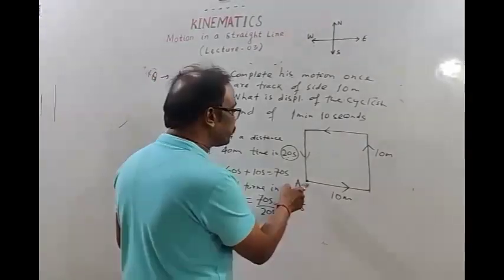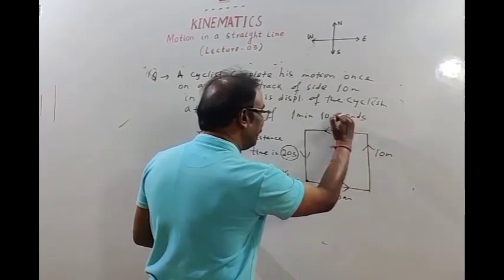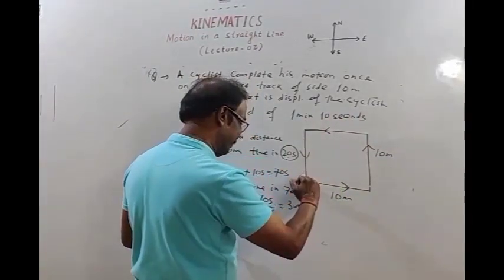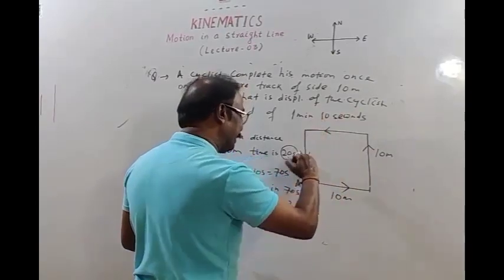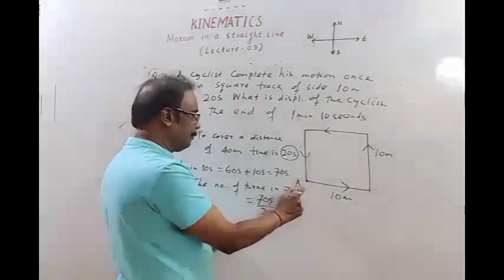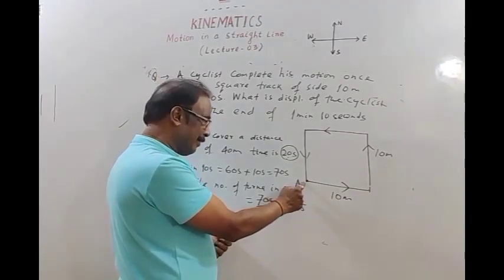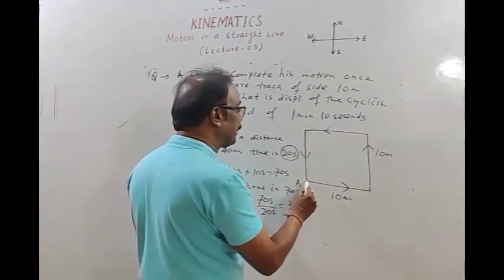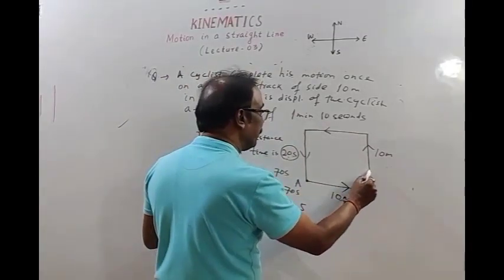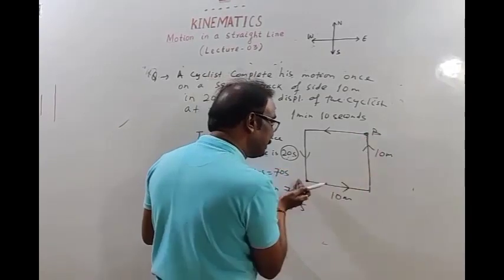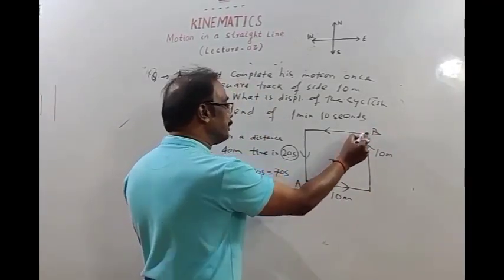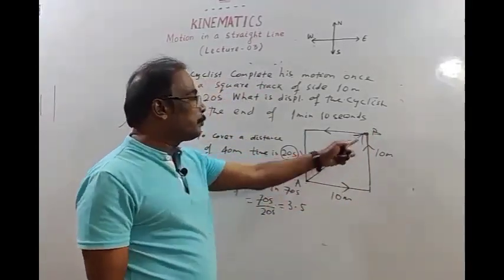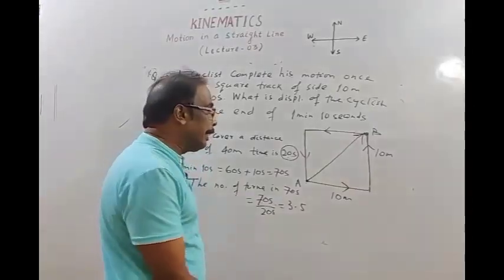So the cyclist starts from it, goes on moving, and reaches A. One turn, then again reaches A. Second turn, then again reaches A. Third turn. The third turn is complete when it finally comes back to the start. Then 0.5 turn means half turn. For the half turn, the cyclist starts from A and reaches B. This is the half turn. So this is the initial position, this is the final position. So the displacement is directed from the initial to the final position. This straight line, we have to measure the length of line AB.